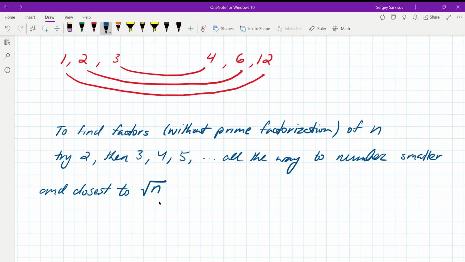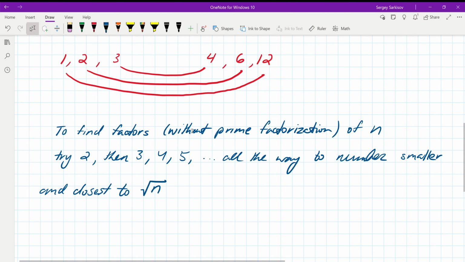So think about it. The square root of 12 is 3 point something, right? 12 is bigger than 9 and less than 16. And so we can go 1, 2, 3, and we're done. Because if you have a number bigger than 3 and you square it, you're going to get bigger than 12.